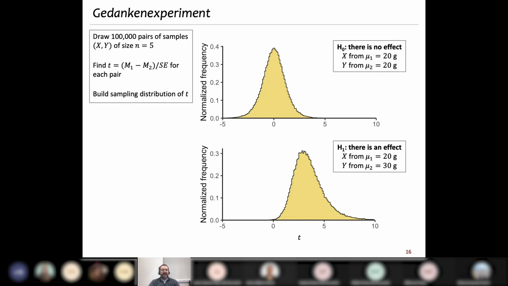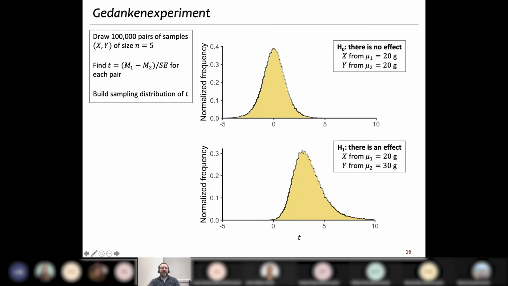Let us do yet another Gedanken experiment, a simulated experiment. We draw 100,000 pairs of samples, let's call them X and Y, of size 5. And for each pair of samples, we find a t-statistic. If you remember, it's defined as the difference between the means divided by the standard error. This is what is used to find a p-value. And we build the sampling distribution of t.